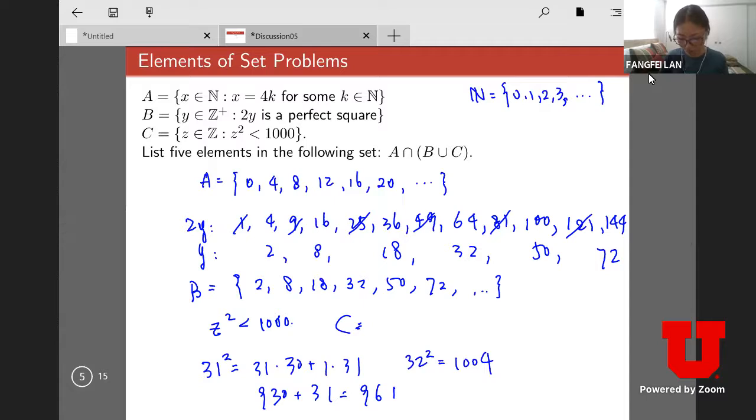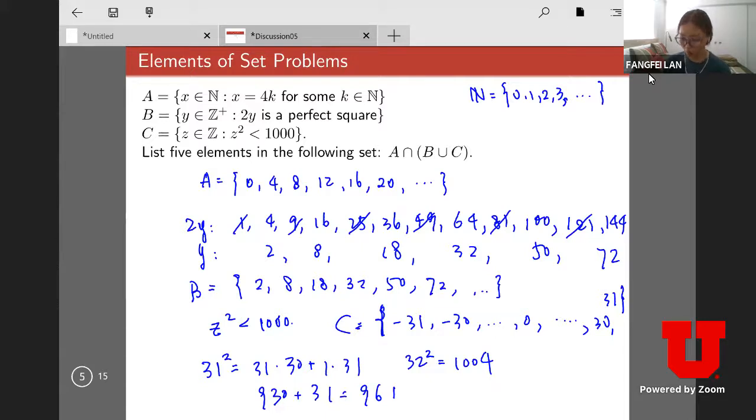So let's write set C, and always remember when z is in all the integers, it can be negative. So it can be from negative 31, negative 30, down to 0, and on this side we go to 30 and 31. Make sense?